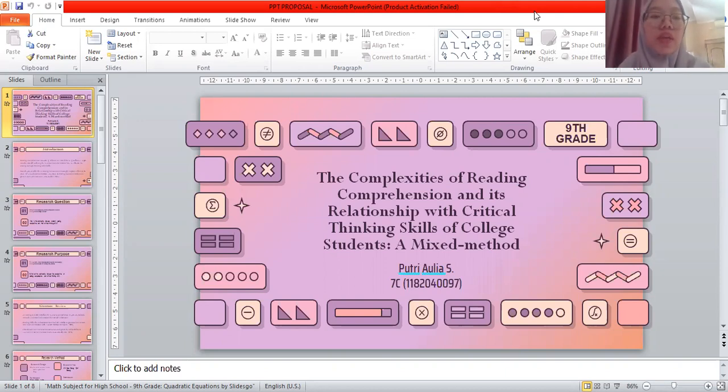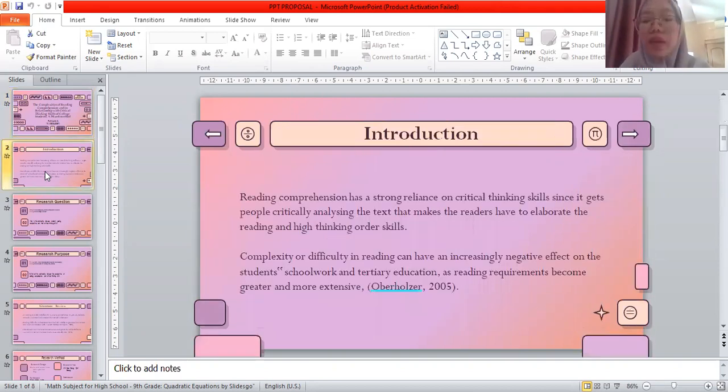I'd like to present my research proposal with the title The Complexities of Reading Comprehension and its Relationship with Critical Thinking Skills of College Students, a mixed method. First, I'd like to talk about the introduction or the importance of the topics. Why did I decide to choose these topics?